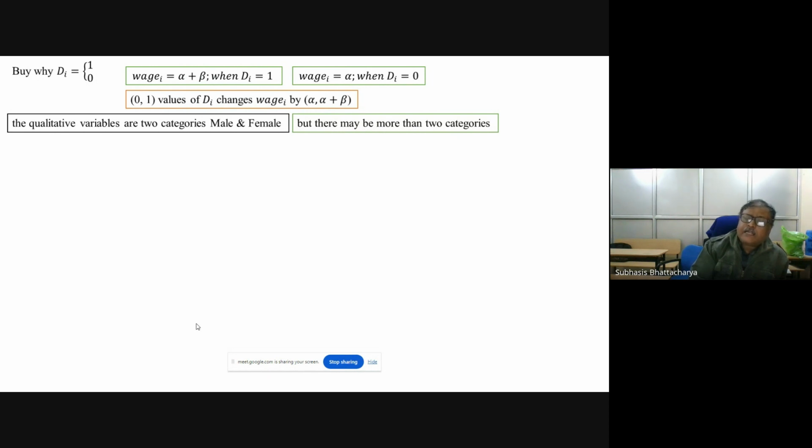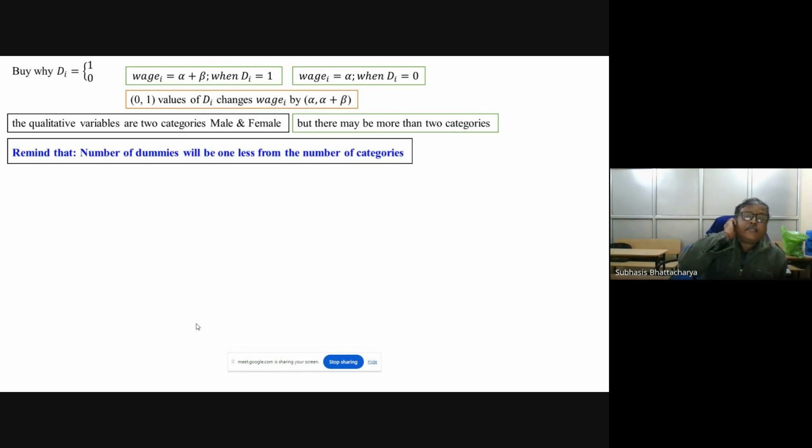So caste has several categories like general caste, scheduled caste, scheduled tribes, other backward class A, other backward class B, and some minorities. So there may be several categories. Here we consider two categories, male and female, and we implement one artificial or qualitative variable. But it may not always hold; there may be more than two categories. So qualitative variables may have more than two categories. This is one important point. I'll come to this discussion later.